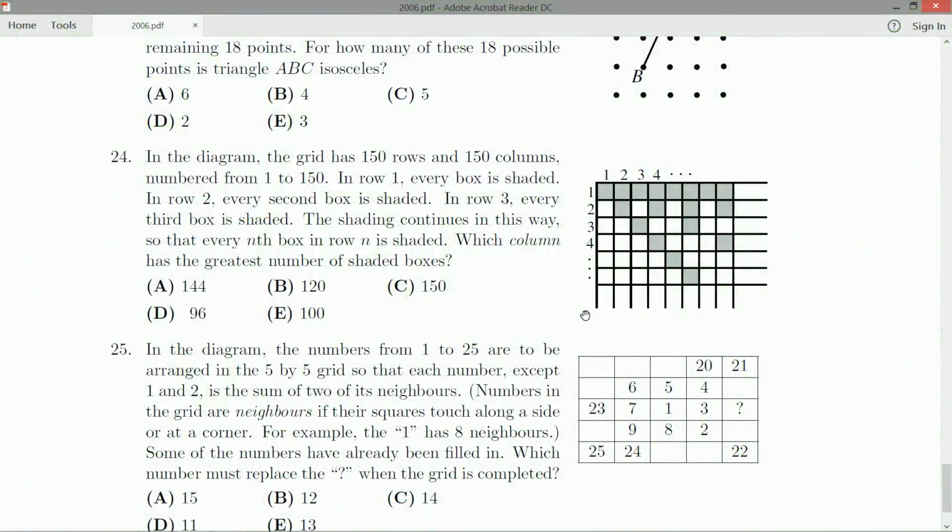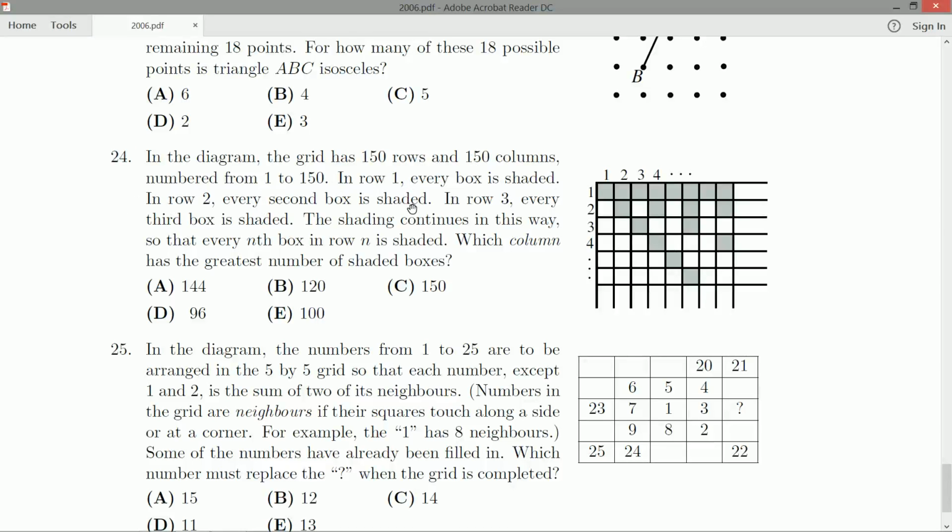Going through the 2006 Grade 8 Gauss, and we are on the second last question, question number 24. In the diagram, the grid has 150 rows and 150 columns, numbered from 1 to 150. Very nice. In row 1, every box is shaded.